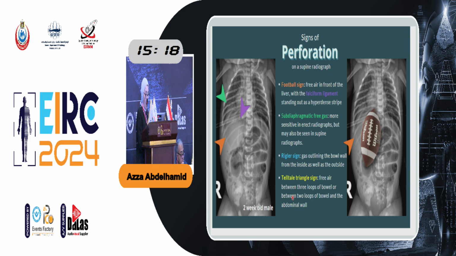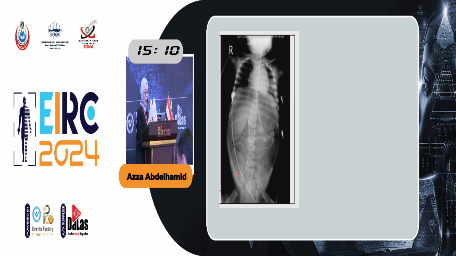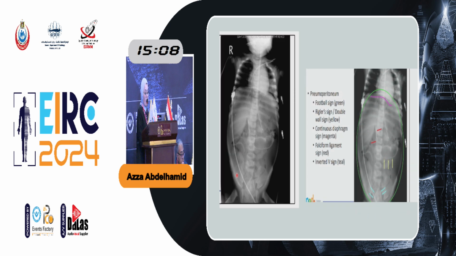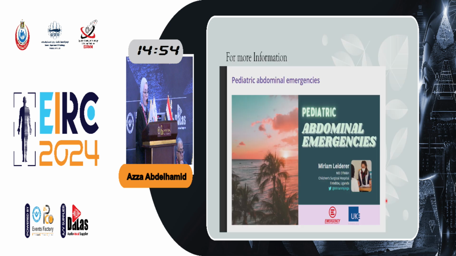Okay. Other findings here, you see Rigler's sign, air surrounding the wall of the bowel loops. And in that case here, you see the continuous diaphragmatic sign. You see also the inverted V sign, which is called the TL sign. This is because there is air surrounding the whole bowel loops. This is for further reading. It's a nice poster located here, if you wanna go.